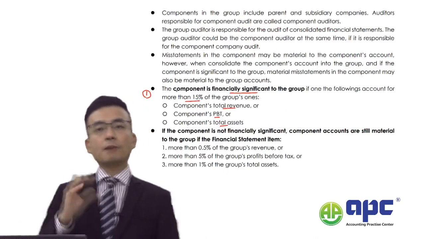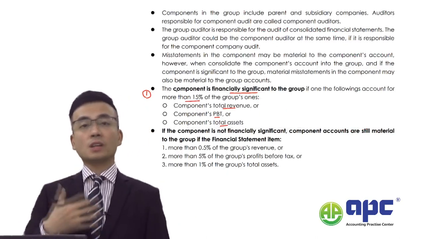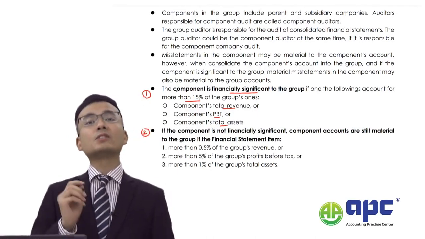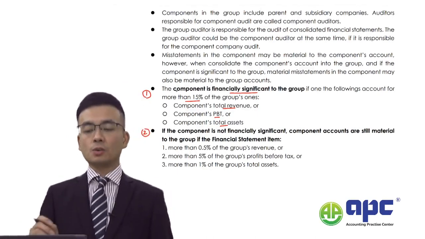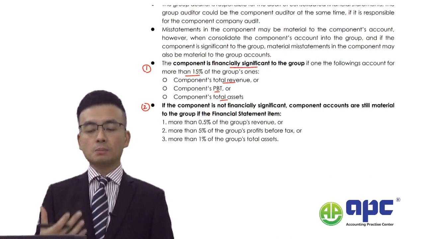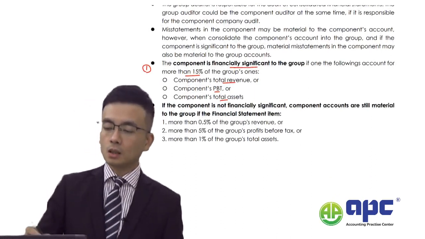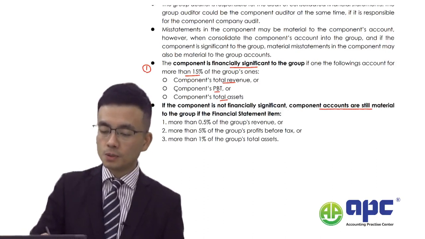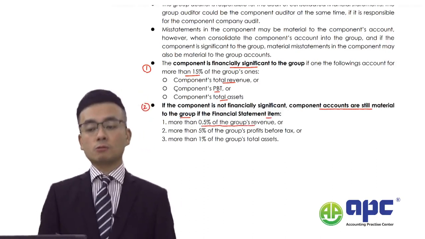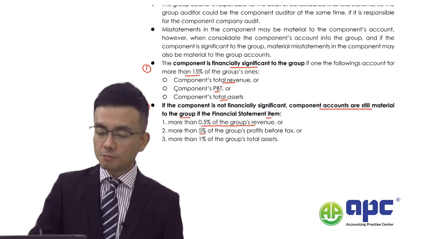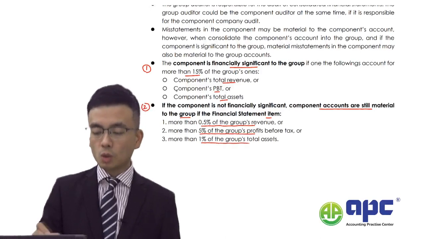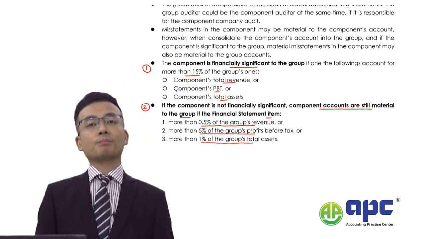However, if I conclude that a component is not financially significant, I will also need to go through test number two. Test number two says the component's account is still material to the group if the item is more than 0.5% of the group's revenue, more than 5% of the group's profit before tax, or more than 1% of the group's total assets.